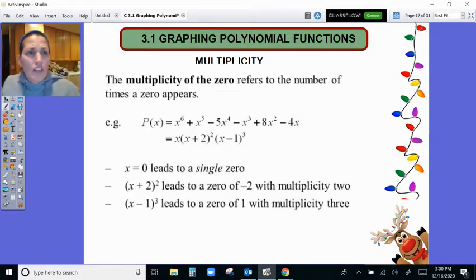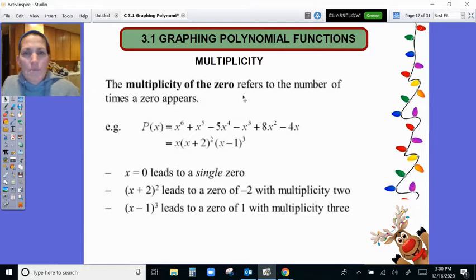So first of all, we're going to talk about multiplicity. What does multiplicity mean? The multiplicity of a 0 refers to the number of times a 0 appears, how many times it happens. It's like when you factor, sometimes you have multiple factors. So in this case, don't worry about factoring this. We're not going to worry about that.